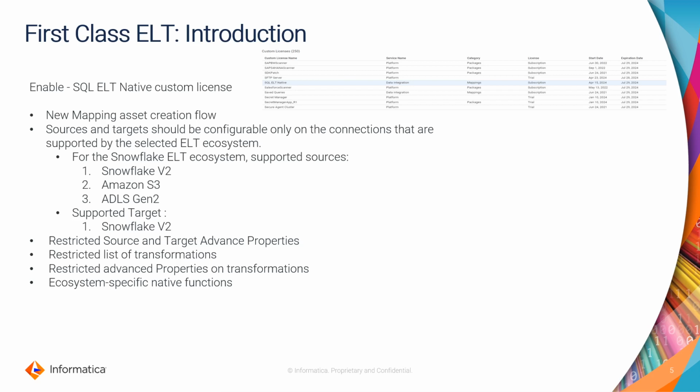The main point of the Snowflake SQL ELT is that it has restricted sources and targets in the advanced properties, a restricted list of transformations, restricted advanced properties at the transformation level, and also the ecosystem-specific native functions. That means you can even do the same transformations or SQL optimizations in the regular mapping, whereas if you switch to SQL ELT, only the specific transformations and functions which are supported on Snowflake are available. Only those transformations and functions will be displayed on the design templates.